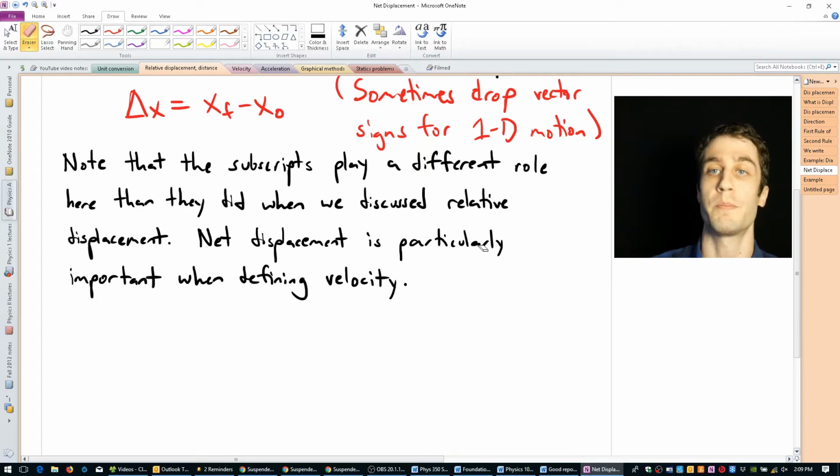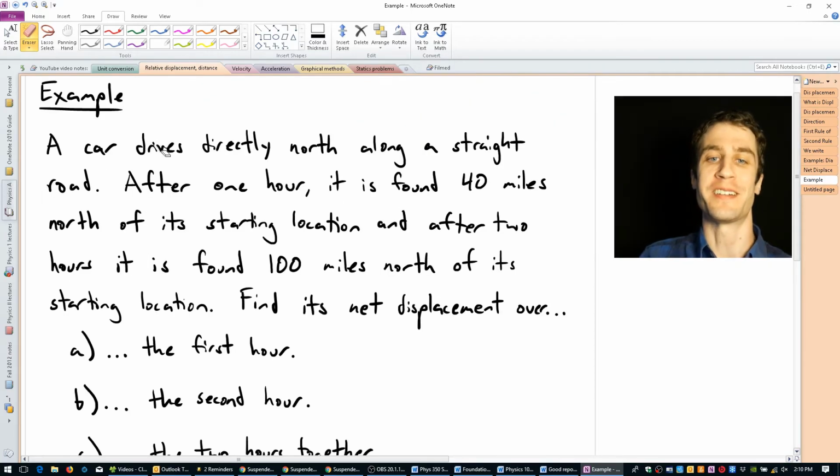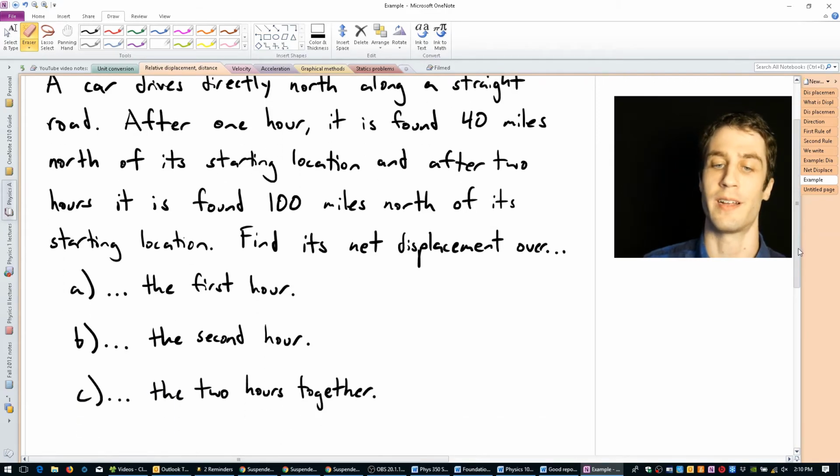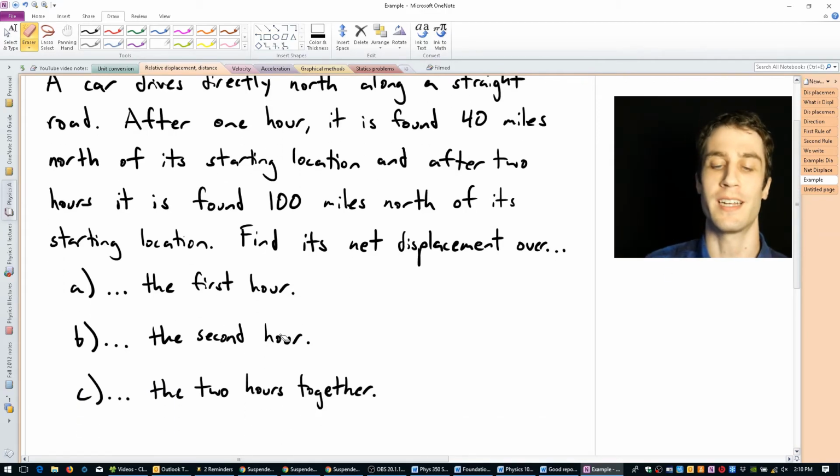So let me show you one example with net displacement, and I'll round out this video. All right, so here's our example. A car drives directly north along a straight road. So it's in one dimension. If it ever turned east or west, then it would be a two-dimensional problem. After 1 hour, it is found 40 miles north of its starting location, and after 2 hours, it is found 100 miles north of its starting location. Find its net displacement over A, the first hour, B, the second hour, and C, the 2 hours together.